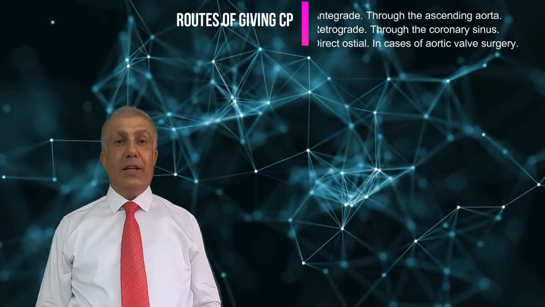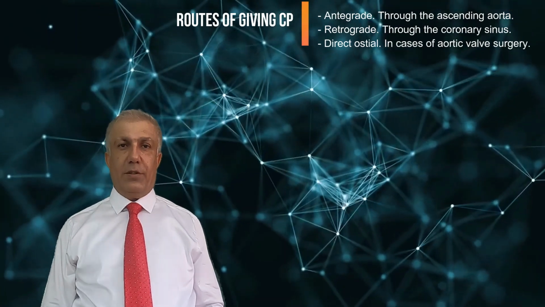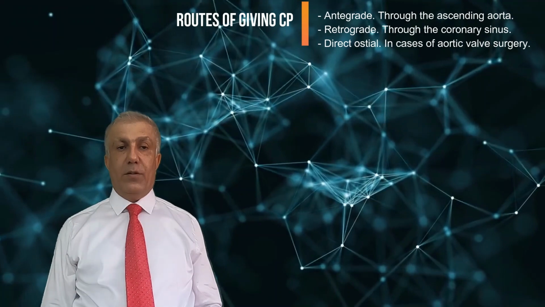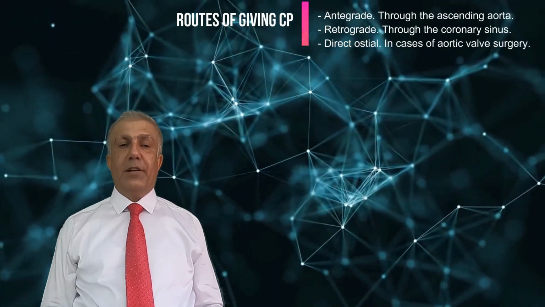Routes of giving cardioplegia. Commonly used is antegrade through the root of the aorta. Others are retrograde through the coronary sinus, or it can be given direct ostial in cases of aortic valve surgery after aortotomy.